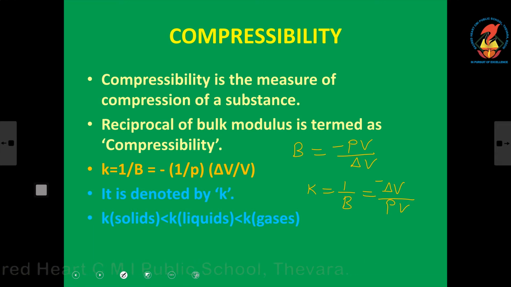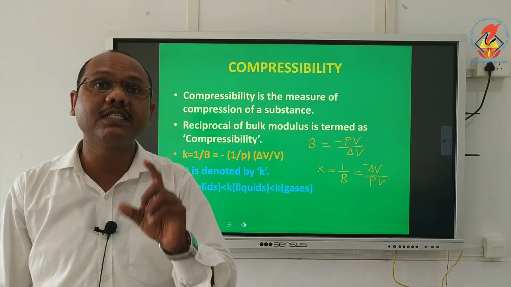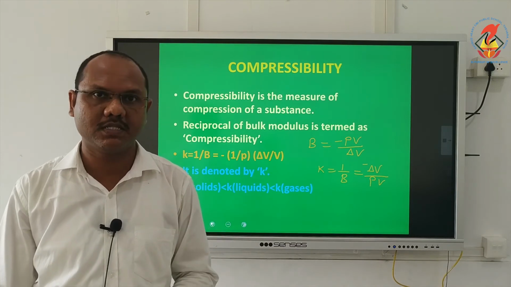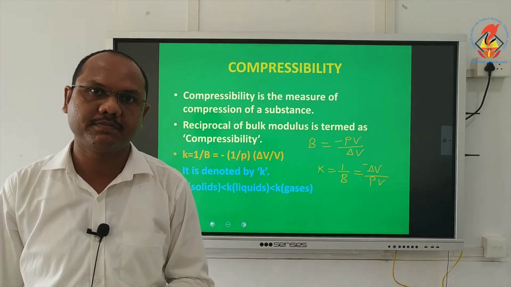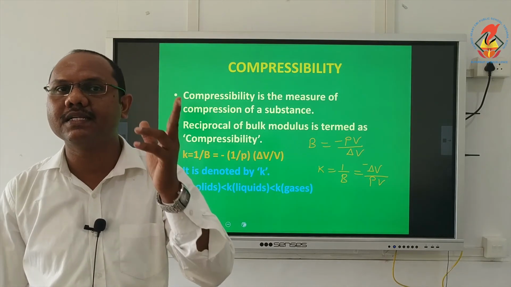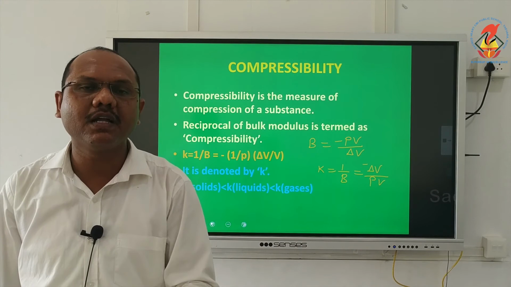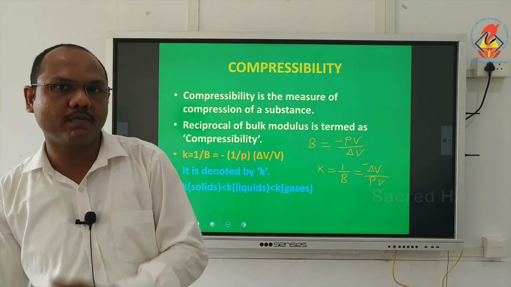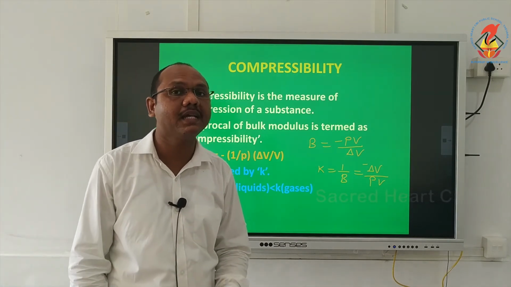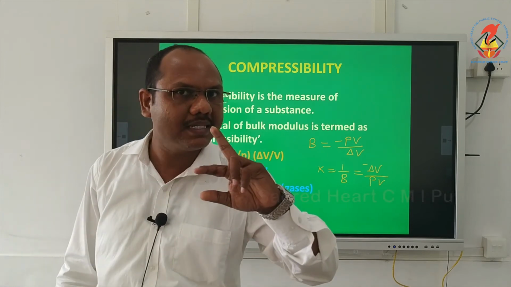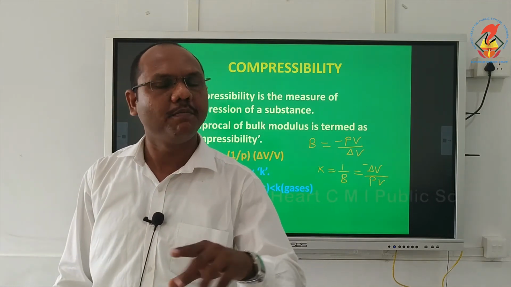So, compressibility of solids is least, liquids are greater than solids, and gases are highly compressible. Which has more bulk modulus, water or air? You can think like this: air is more compressible than water, right? So, bulk modulus of air is less. Compressibility is the reciprocal of the bulk modulus.